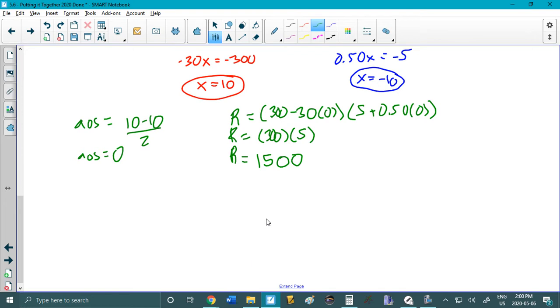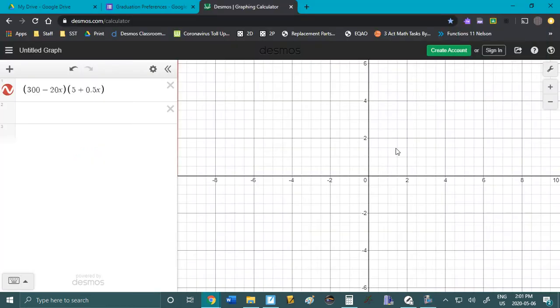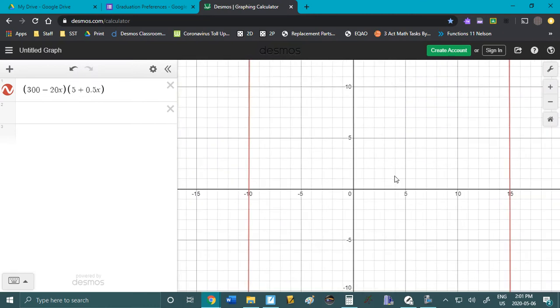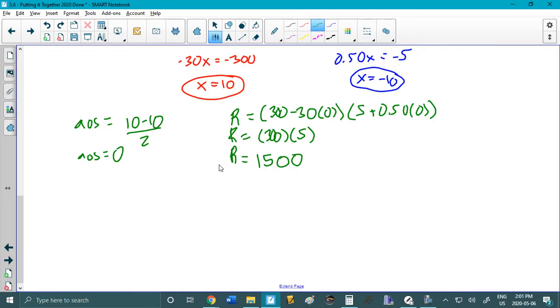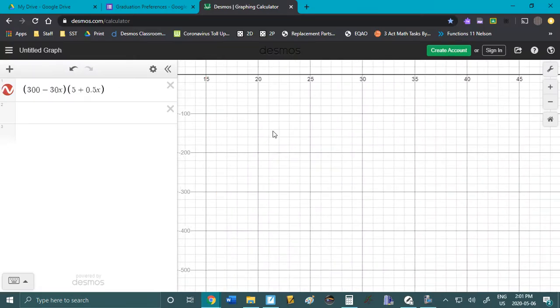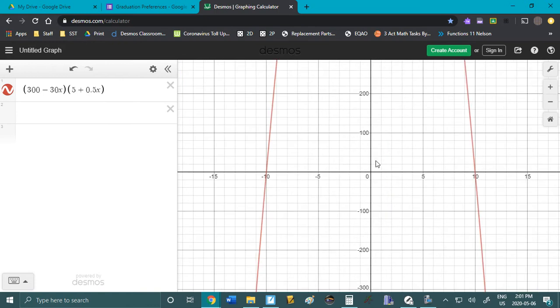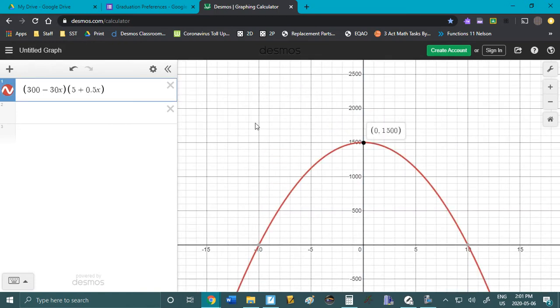Let's graph it in Desmos and see. Okay, so here it is. We can't see anything. Oh, there's the zeros at 10, negative 10 and 15. Well, that's not what I got. I wonder if I wrote the thing wrong. I did. It was minus 30x. All right, there we go. 10 and negative 10. And if I squish it down, there it is. My max revenue is $1,500.